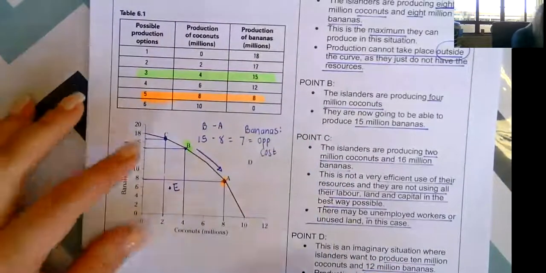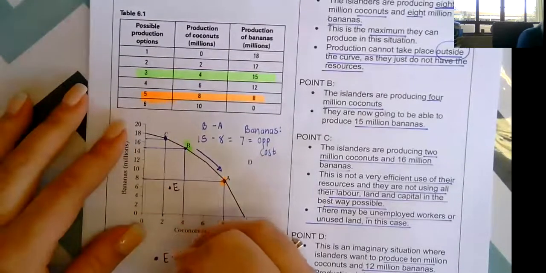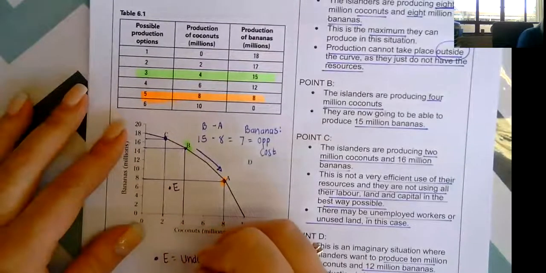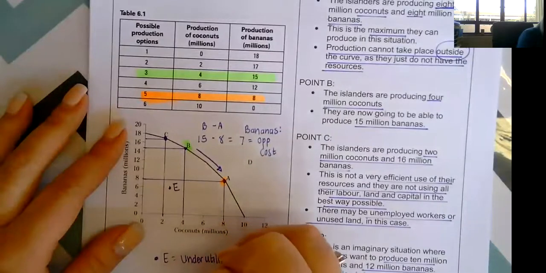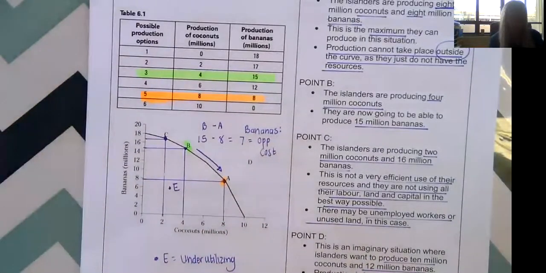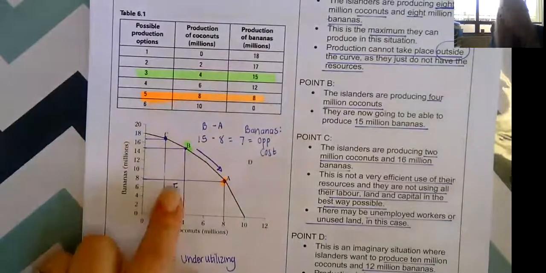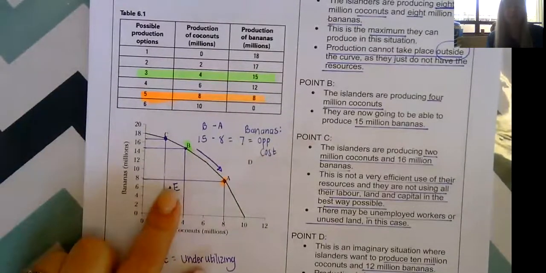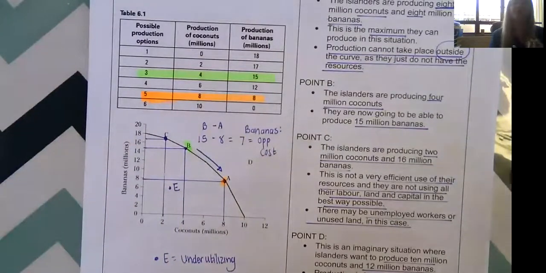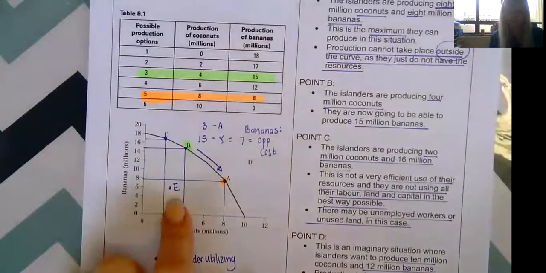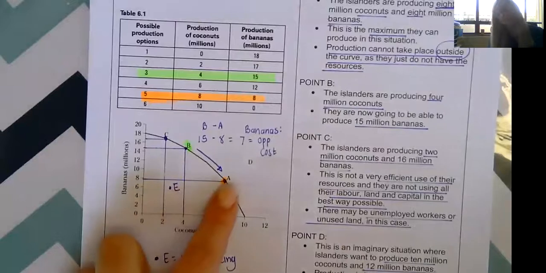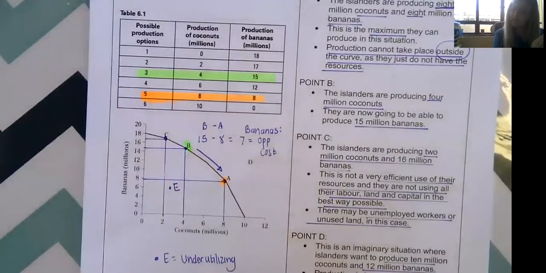At point E, you are underutilizing your resources. That means that you can produce at this point, but you are not using all your labor, all your finances, all your natural resources. That means you're not making the profit you can make. So basically, if you produce at point E, you can produce there, but you can make more money if you produce at point A. So if you're inside the curve, it's underutilizing of your resources.